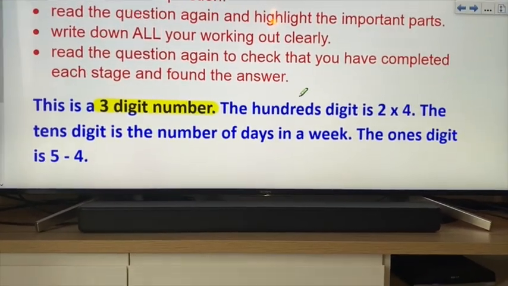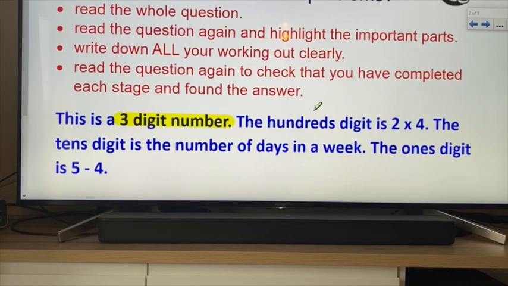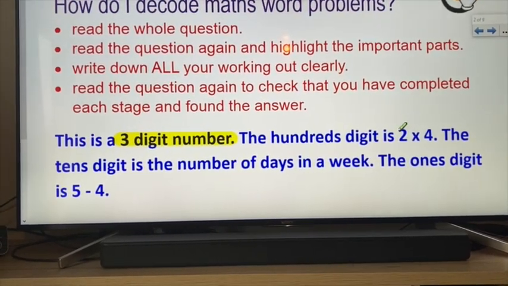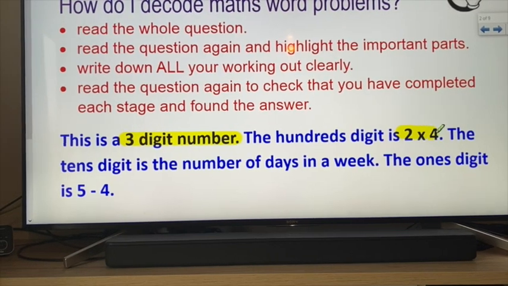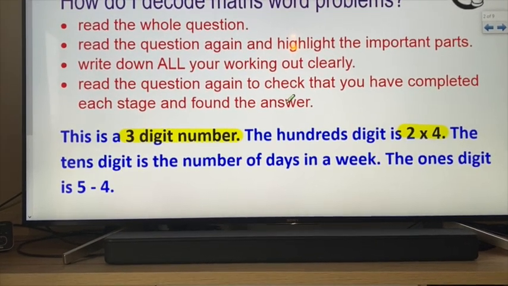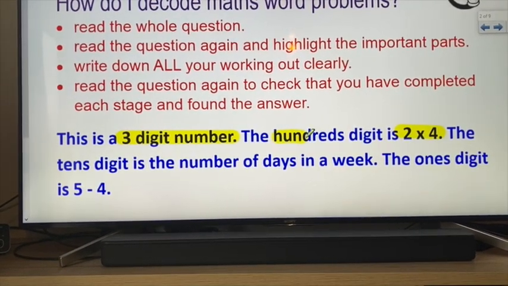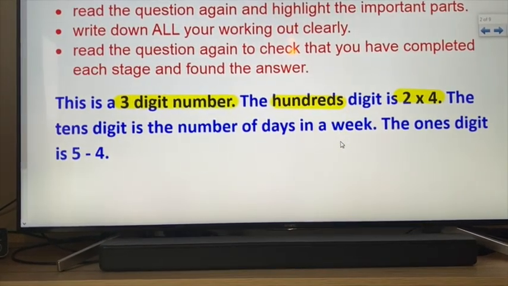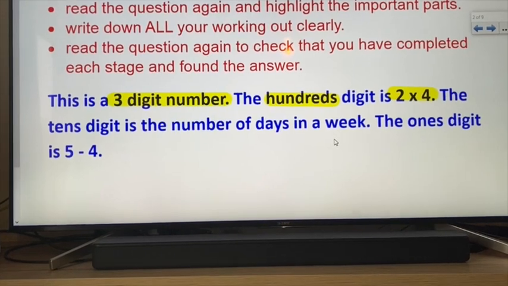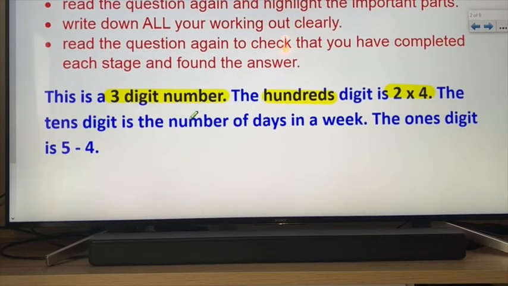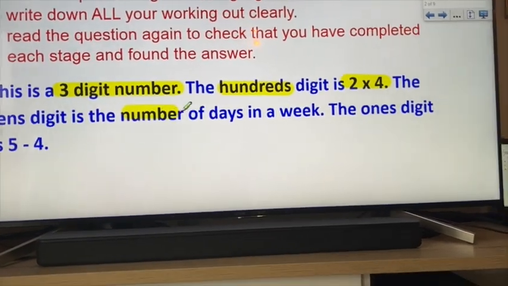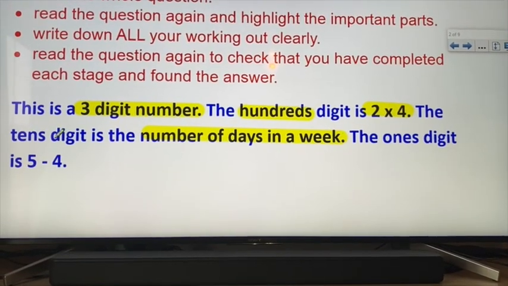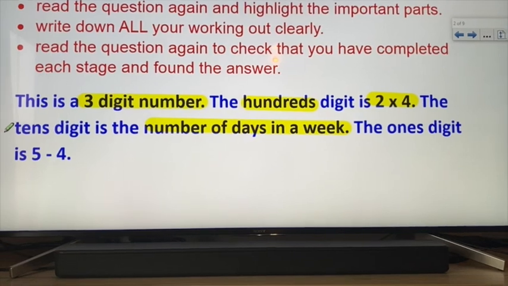Let's move on. The hundreds digit is 2 times 4. Now there is a calculation that you need to do there. That is very important. So highlight that because you will be doing that calculation. It's also in the hundreds column. The tens digit is the number of days in a week. Right, we all know how many days there are in a week. How many days are there in a week? 7, good. So that's going to be the tens digit.